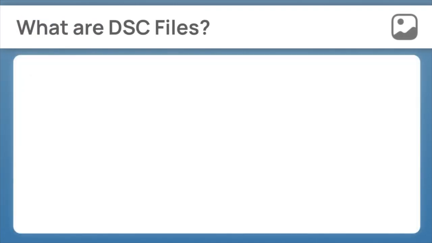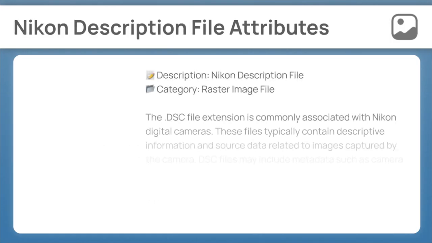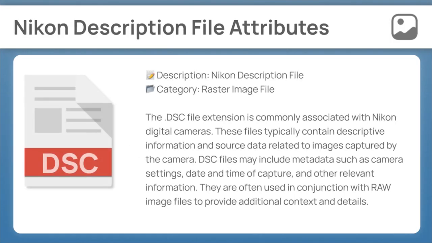When we speak of file architecture, DSC is specifically built upon the raster image file type. This structure is a known variant of the base Nikon Description File format. The DSC file extension is commonly associated with Nikon digital cameras. These files typically contain descriptive information and source data related to images captured by the camera. DSC files may include metadata such as camera settings, date and time of capture, and other relevant information.